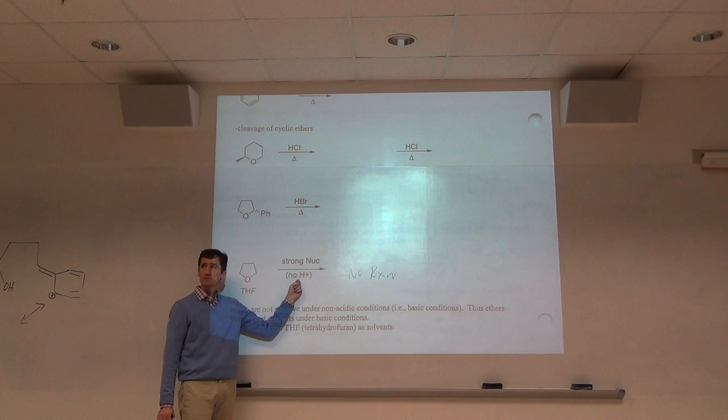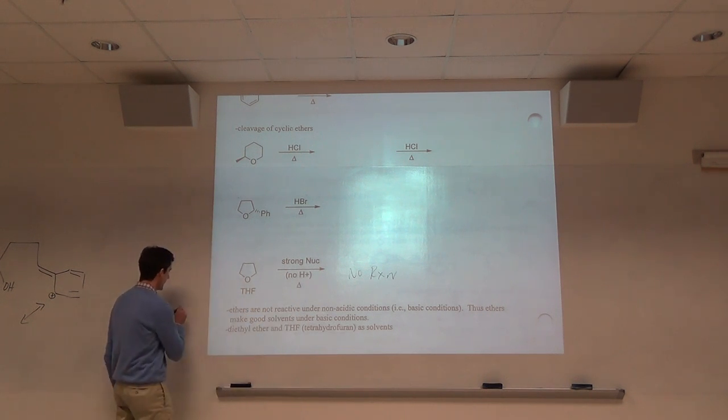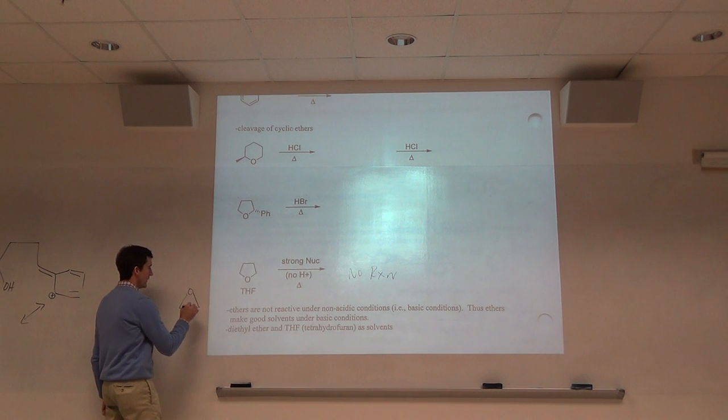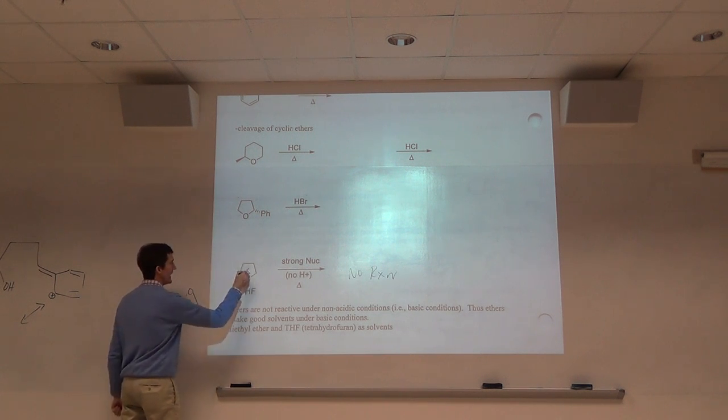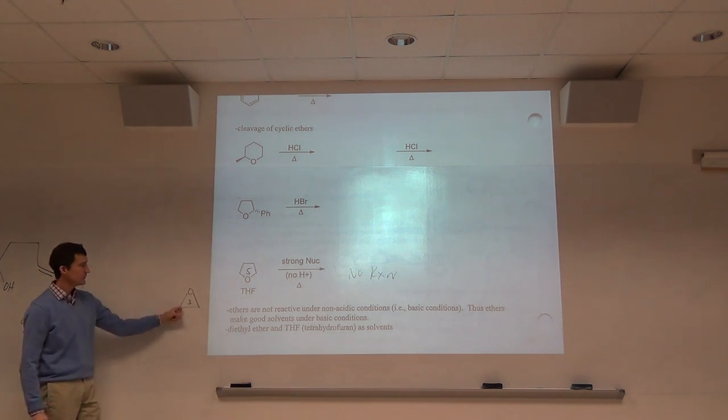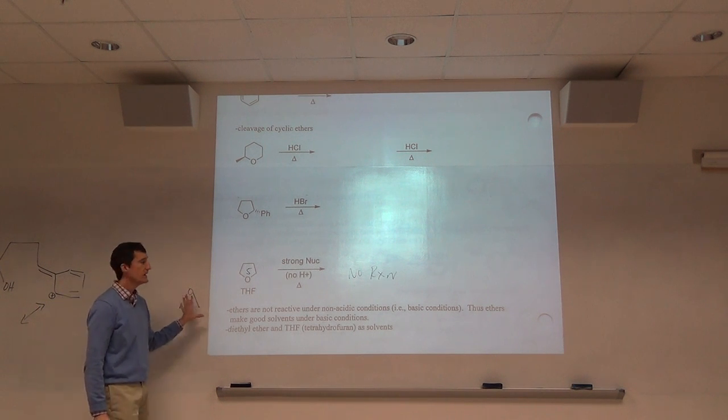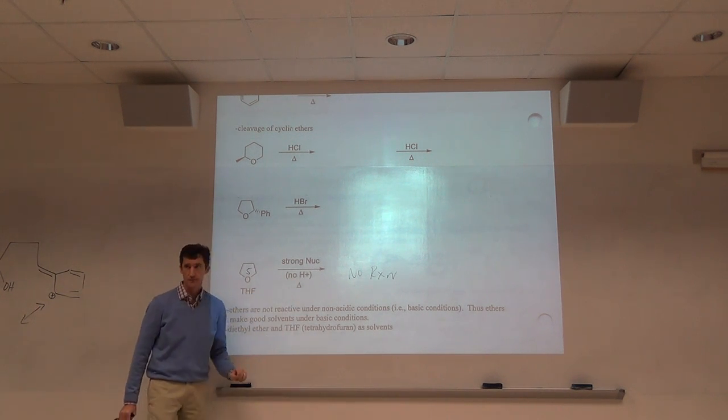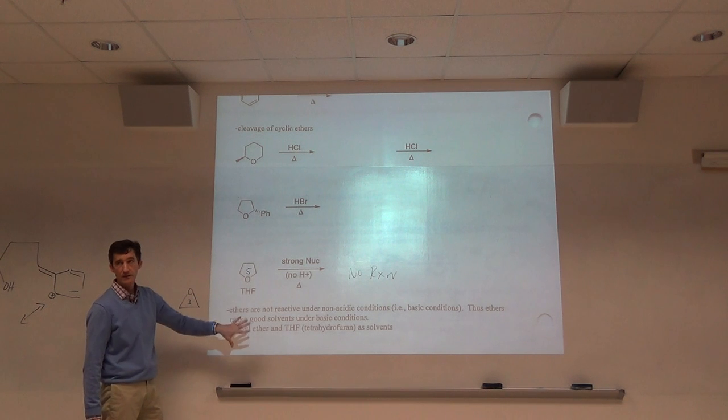You've got to have H+, until we go to the next page. When you get to epoxides, which are three-membered rings, the five is just a plain old cyclic ether. The three, because it has ring strain, you don't always need H+. But for this page, you do.